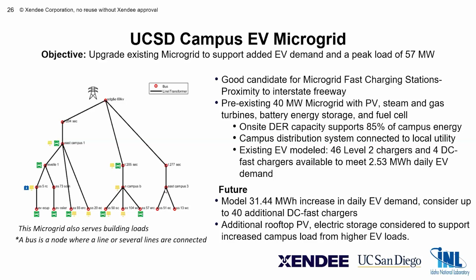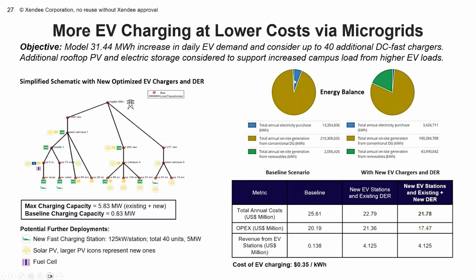But at the end of the day, what we have here on the left-hand side is the reference case, this pie chart, and the right pie chart is what we did. So on the left-hand side, you see in this brownish area a lot of energy coming from DG, basically gas turbines and steam turbines. There's some little PV part, and then there's this purchase, this blue one, from the utility.